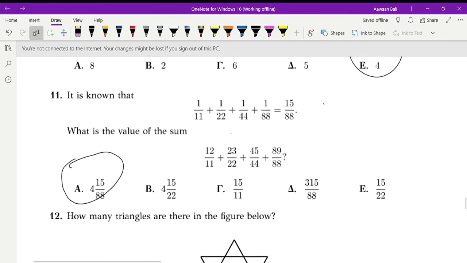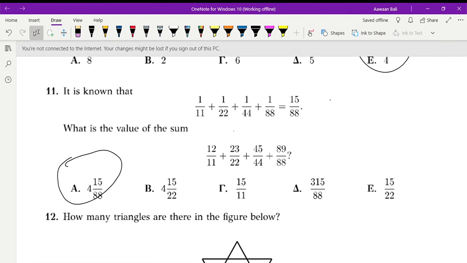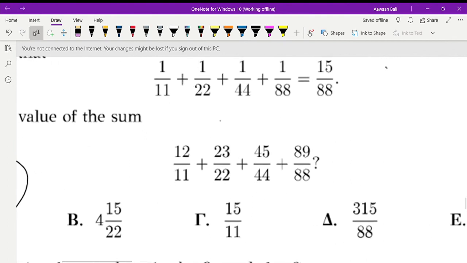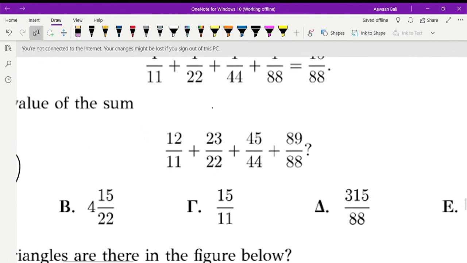Now, this one, you have to really think clearly. It says it's known that 1 upon 11 plus 1 upon 22 plus 1 upon 44 plus 1 upon 88 is equal to 15 upon 88. So what is the value of the sum 12 upon 11 plus 23 upon 22 plus 45 upon 44 plus 89 upon 88? If you noticed, all of these are improper fractions, which means the denominator, the lower number, is smaller than the numerator, the bigger number, which is how it shouldn't be.